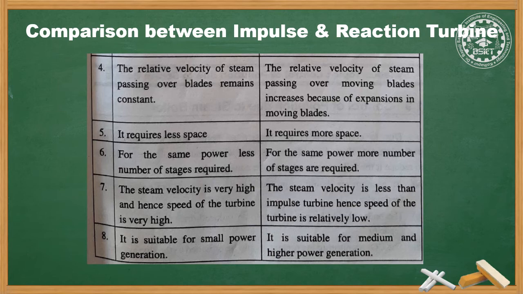The steam velocity is very high and hence the speed of turbine is very high in case of impulse turbine. The steam velocity is less than impulse turbine in case of reaction turbine, hence the speed of the turbine is low. The impulse turbine is suitable for small power generation and the reaction turbine is suitable for medium and high power generation.